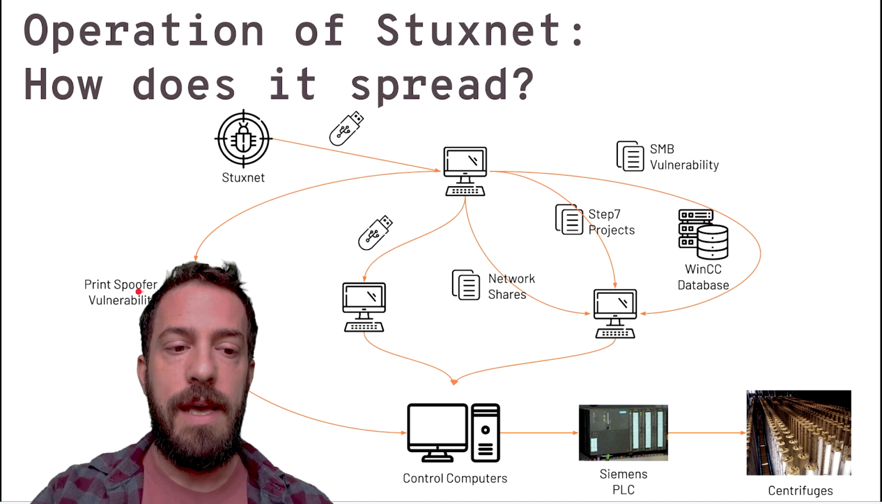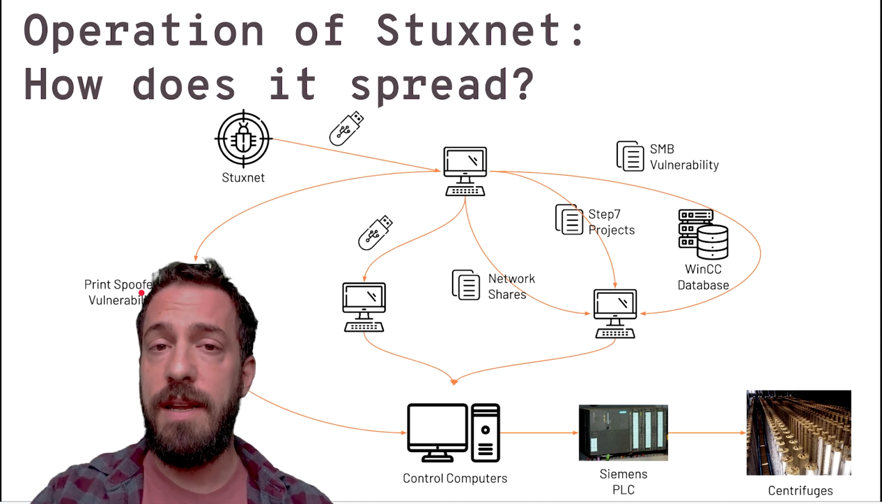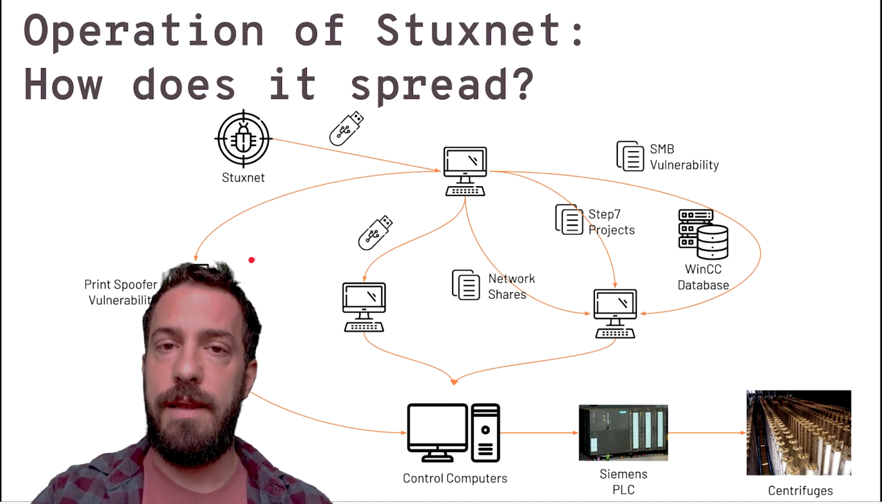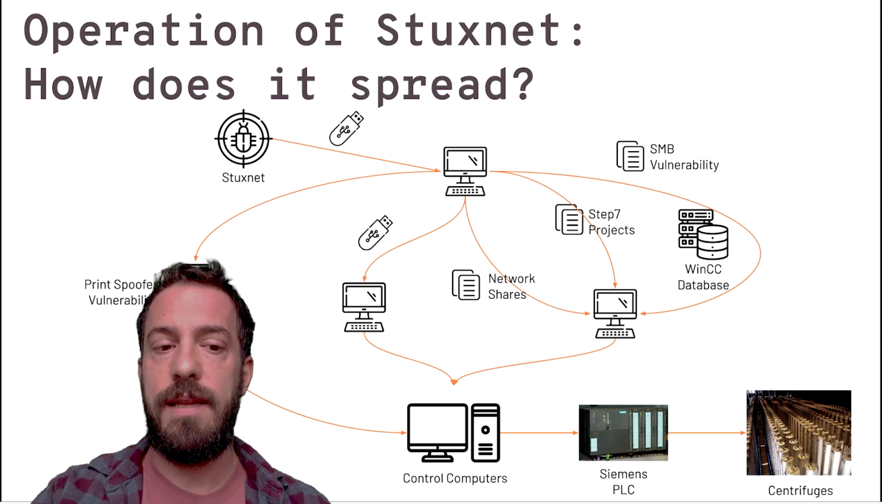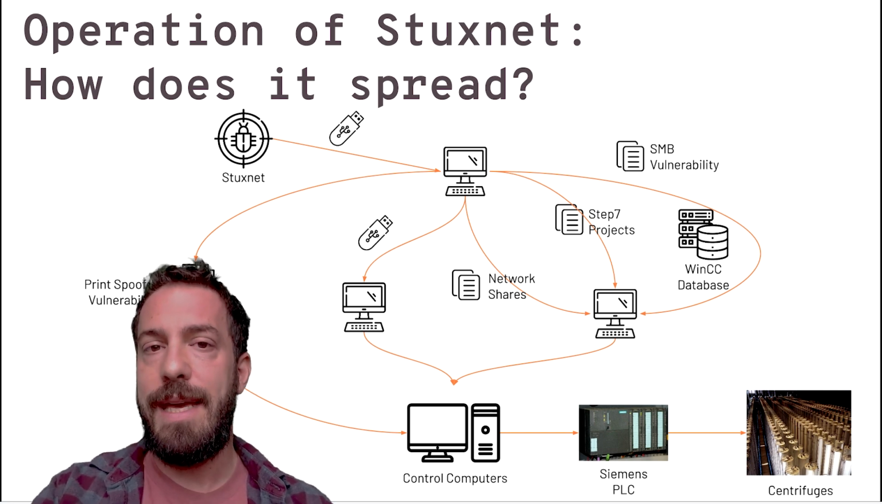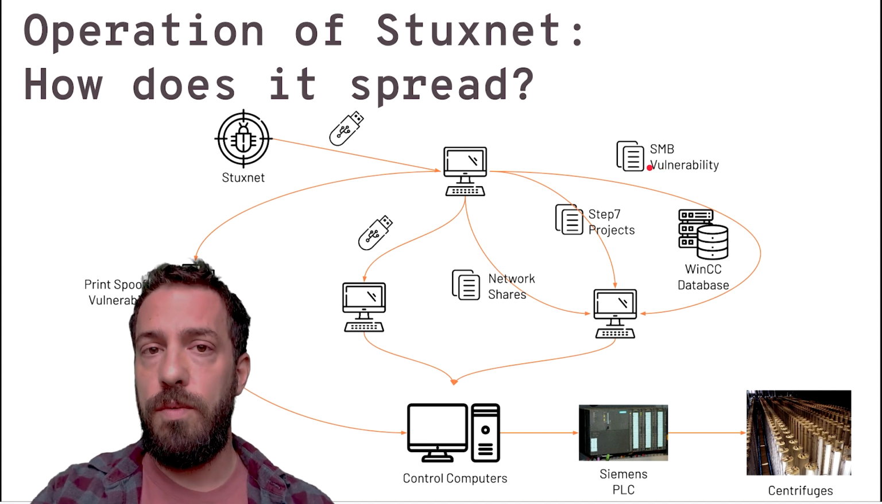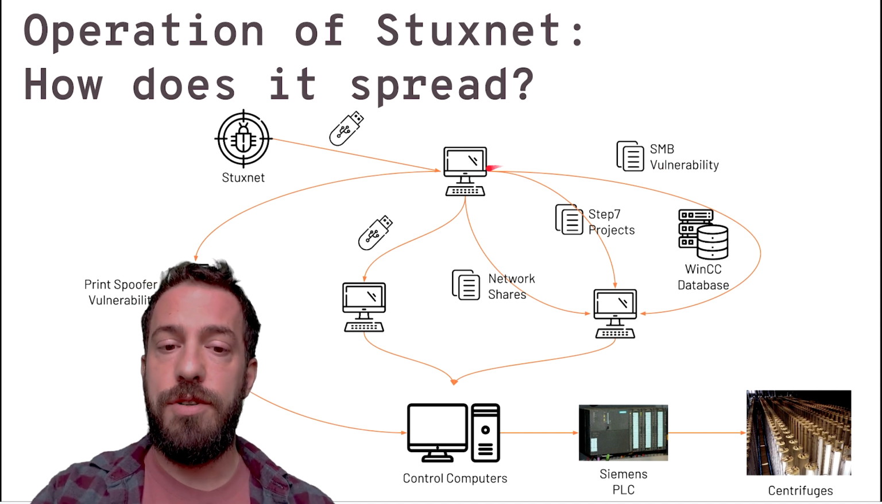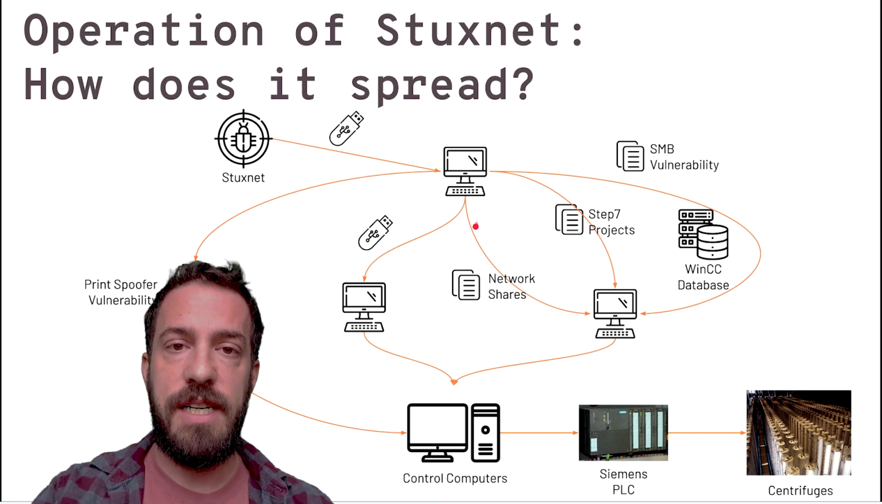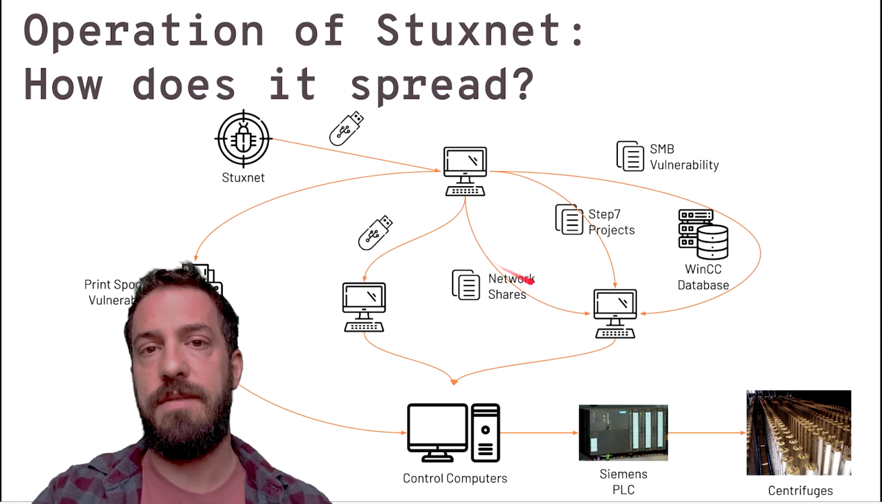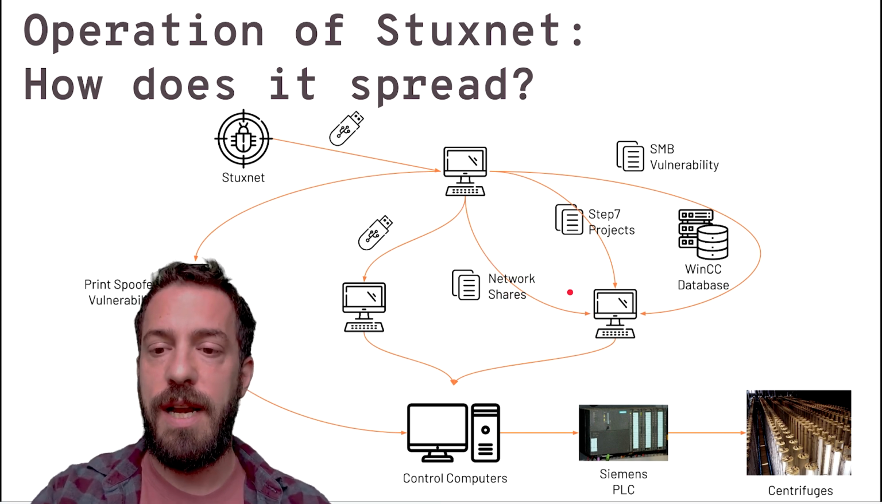One would be a printer vulnerability, where it could write itself as a file to be printed and then make itself executed on the host machine. It was using an SMB vulnerability to self-replicate. It was copying itself in network shares. That's not a vulnerability. It was just copying itself to another computer if the network shares were enabled.